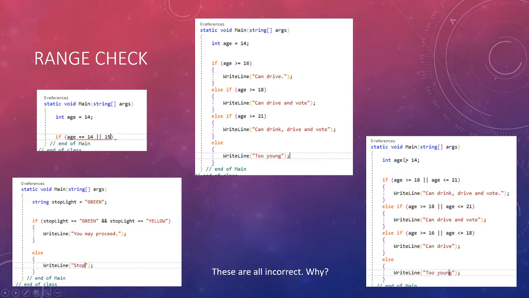Let's try our test data, age 14. Is 14 greater than or equal to 18? No. Is 14 less than or equal to 21? Yes, it is. So we would write out this message, can drink, drive, and vote for the 14-year-old. That doesn't seem quite right, does it?